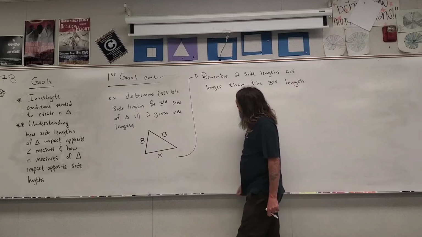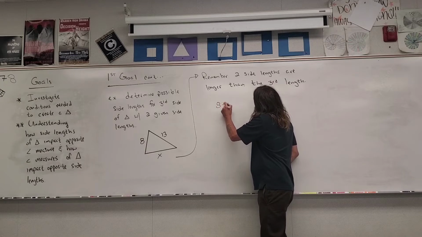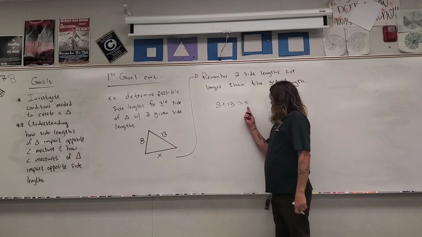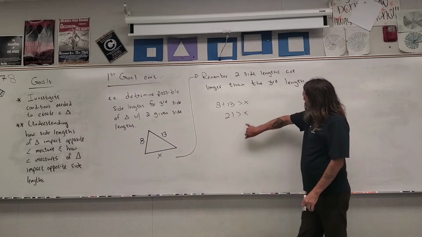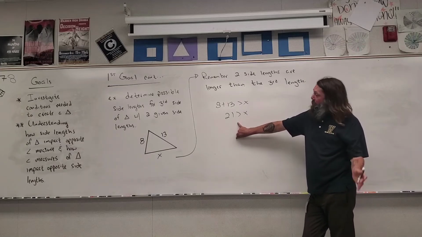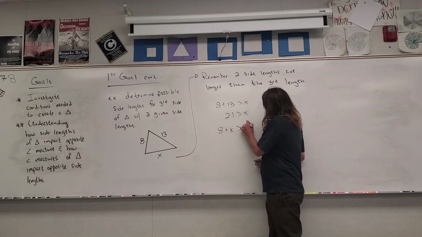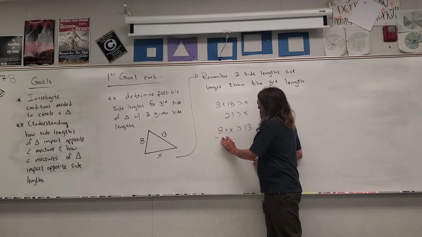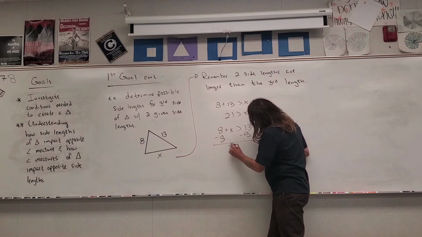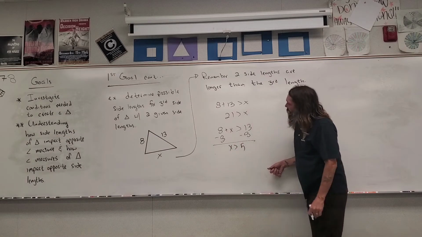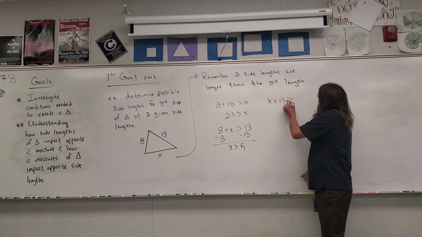So, I know that 8 plus 13 must be bigger than x, which is my unknown length, which means the third side length must be shorter than 21. That's one possibility. I know that 8 and x must be larger than 13, or that the unknown length must be larger than 5. And the final possibility here would be that x and 13 have to be longer than 8.